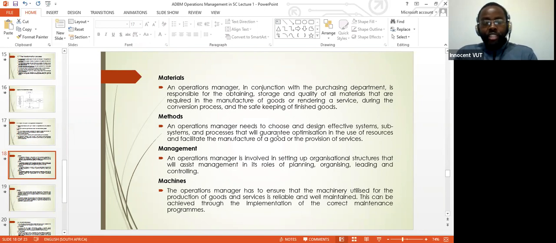And then machines, that's the other M. The operations manager is to ensure that the machinery utilized for the production of goods and services is reliable and well maintained. You need to use reliable machines, and then make sure that the machines are well maintained. If they are malfunctioning, they need to be repaired. This can be achieved through the implementation of the correct maintenance programs.